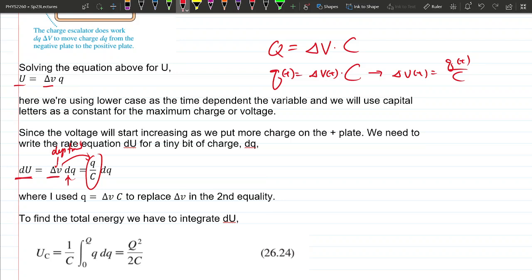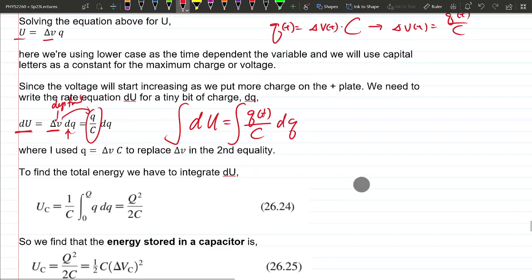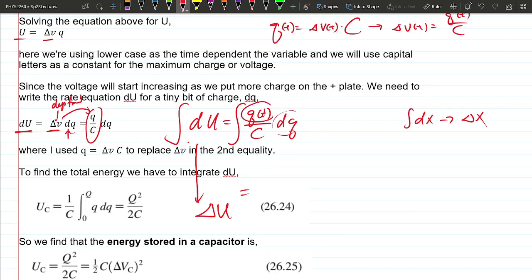So now we have this kind of fancy equation: dU equals Q, which depends on time, divided by C, dq. If I integrate the left-hand side and the right-hand side, the left-hand side just becomes delta U. It's just like integrating dx; that just becomes delta x. The right-hand side is Q times dq. So the integral of that should be Q to what power?